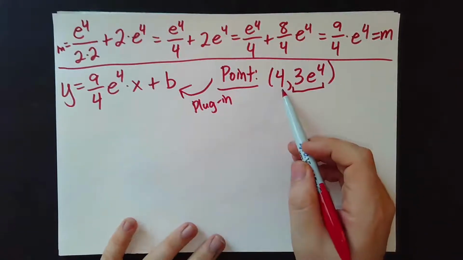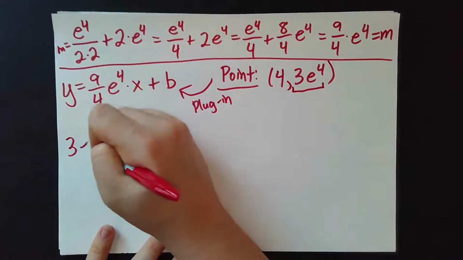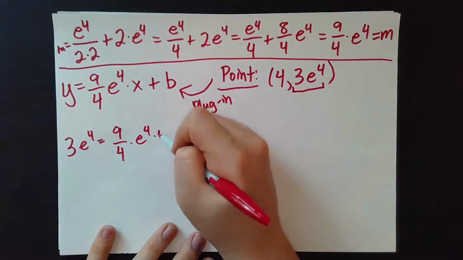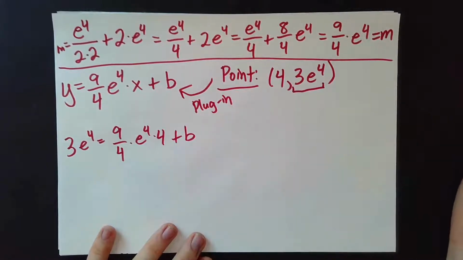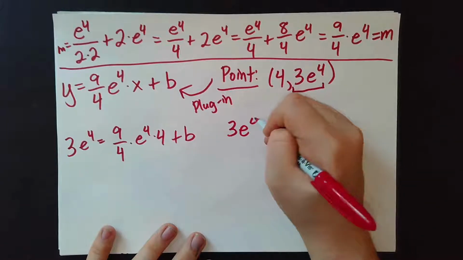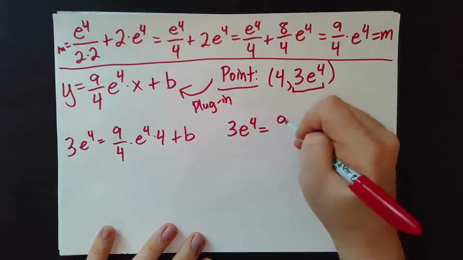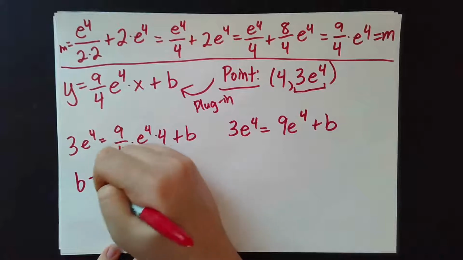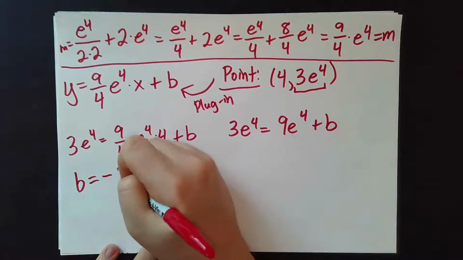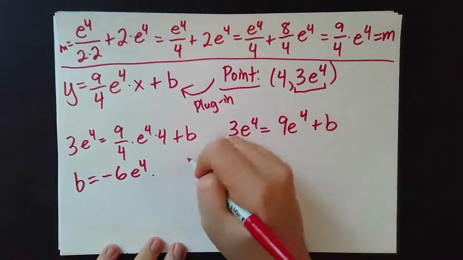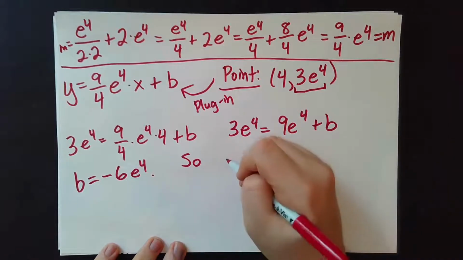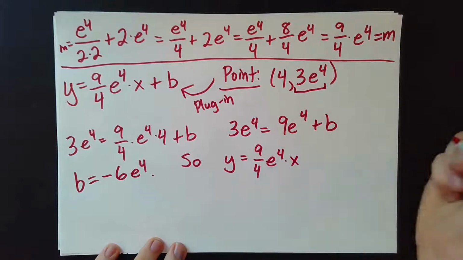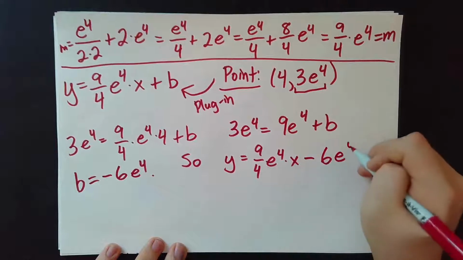Okay, so let's plug this in. So I get 3e to the fourth equals 9/4 times e to the fourth times 4 plus b. So 3e to the fourth equals 9e to the fourth plus b. So b, therefore, is minus 6e to the fourth. So the equation of my tangent line is y equals 9/4 e to the fourth x minus 6e to the fourth.